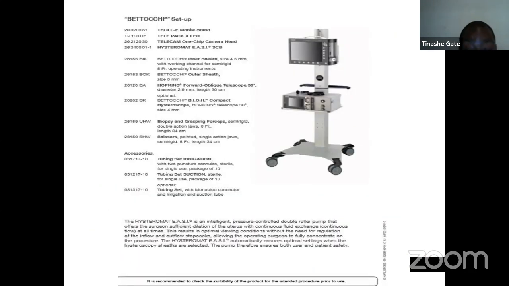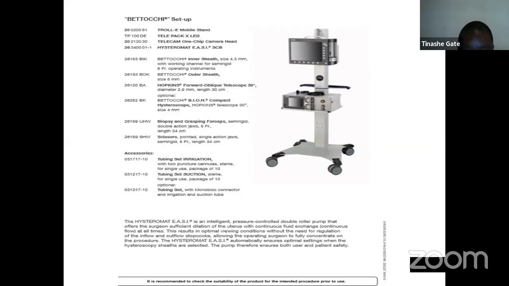Yes, this is the Batochi setup, the small setup. It comes with a little trolley, your telepack, a Telecom 1-chip camera, the Hysteromat Easy, the Batochi 4.3 millimeter, the 5 millimeter, a telescope, 4 millimeter Batochi, biopsy and grafting forceps, semi-rigid, scissors, tubing set for irrigation, for suction, and just the normal tubing sets.